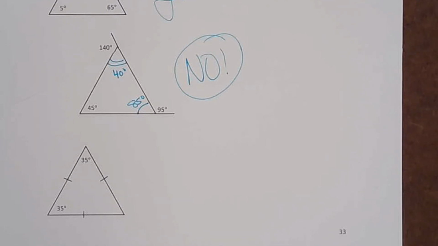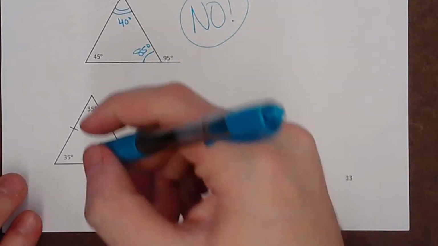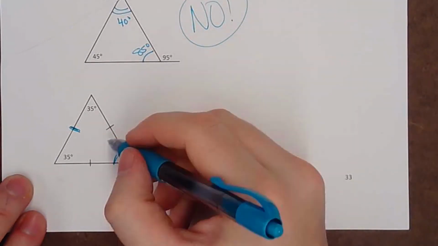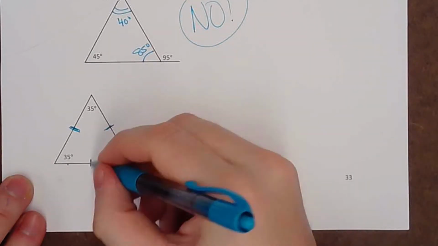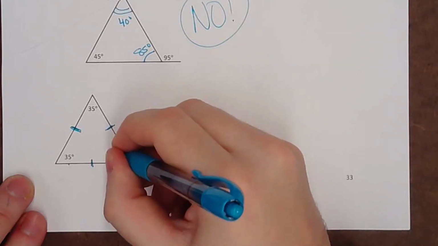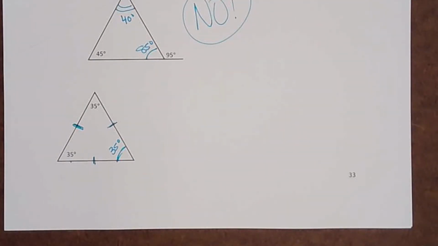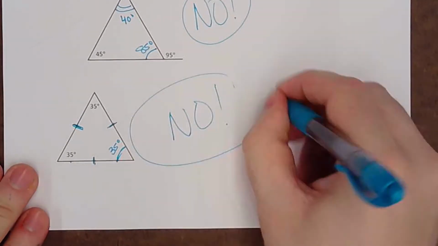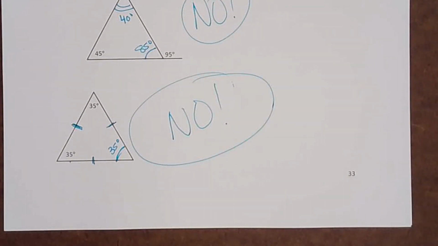Oh, yes. Next one. Remember, if it's the same side, it's the same angle. So this side goes with 35, and this side goes with 35, so this side should be 35, right? That angle should be 35. Is that a real triangle? No. Why? But all the sides are equal. But the angles are not. Not possible. Contradiction.